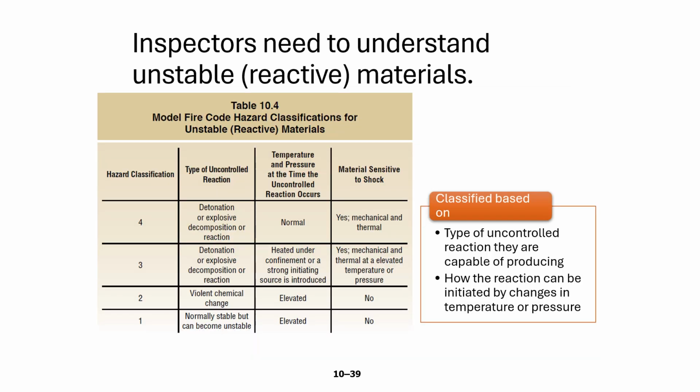Table 10.4 is going to be a good reference when we're looking at unstable materials. Most oxidizers and organic peroxides are also classified as unstable reactive materials. The stabilizing chemical is called a diluent. If the stabilizing chemical is lost, the material begins to undergo a reaction that can cause a fire or uncontrolled reaction.